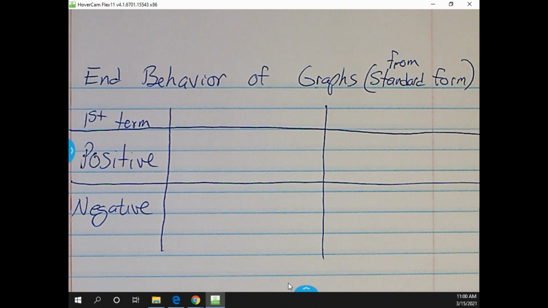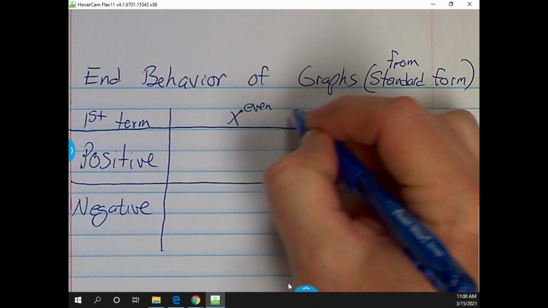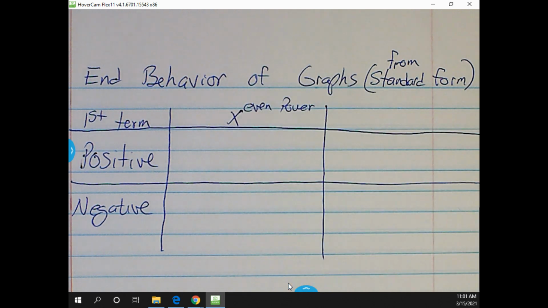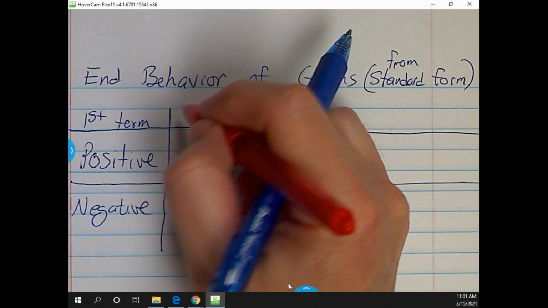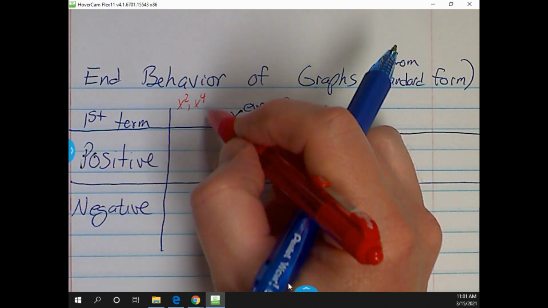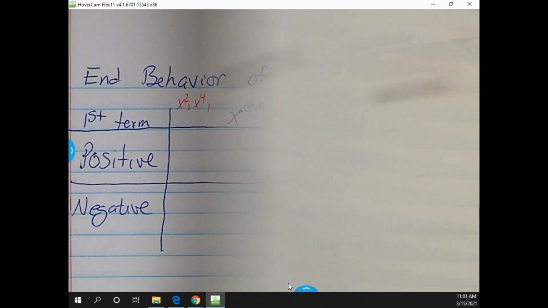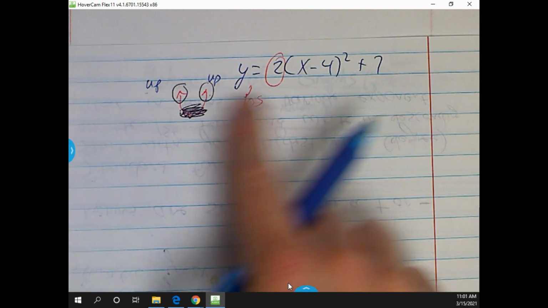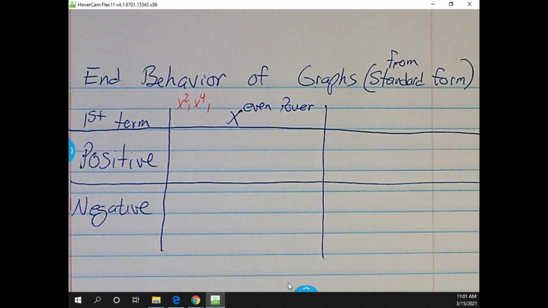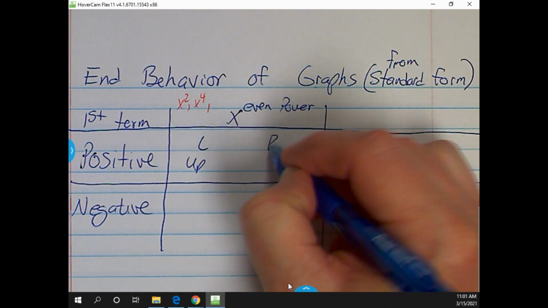Okay, and what we're going to do is go on this part of it: if we have x to an even power, and you don't necessarily have to write this down unless you want to, this would be x to the second or x to the fourth. As long as the first term is x to an even power, it's going to be like the quadratics we were doing back here. If the first term is positive, they're both going to go up. So the left side is going to go up and the right side is also going to go up.